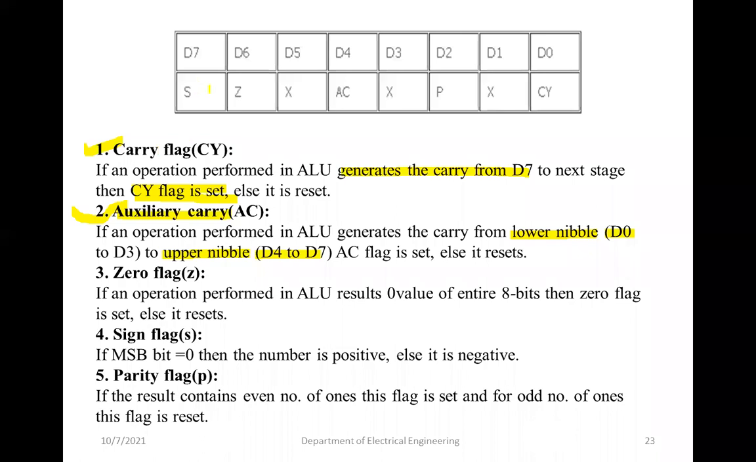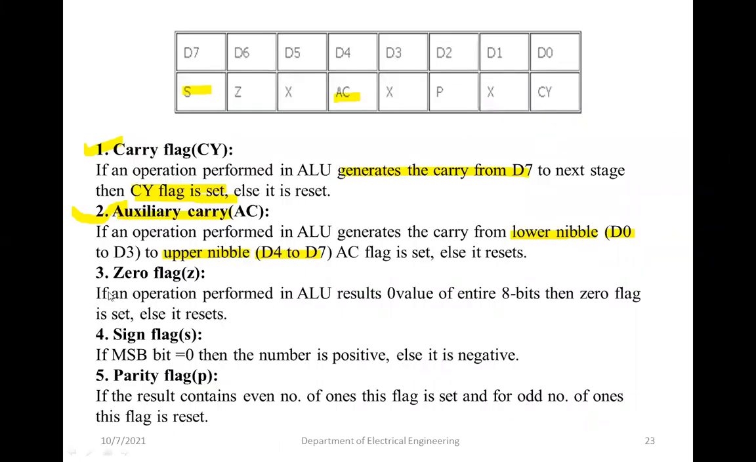Generate means you have to put a value of 1 in D7, or if the auxiliary carry is generated, then you have to put a value of 1 at D4. When carry is set or generated, you have to put a value of 1. If the carry is not generated, you have to put a value of 0. If carry is generated, you have to put a value of 1. Okay. The next part is the zero flag.